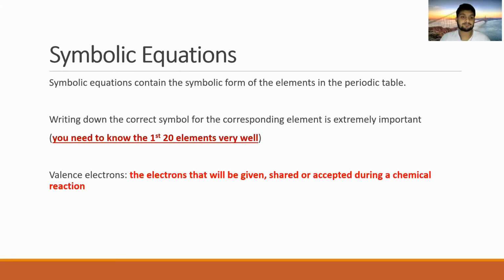All right. So symbolic equations are basically writing the chemical equation of the chemical reaction using the symbolic notations of the elements. With the periodic table, you find all the symbols corresponding to an element. For example, sodium is represented by the symbol capital N and small a.